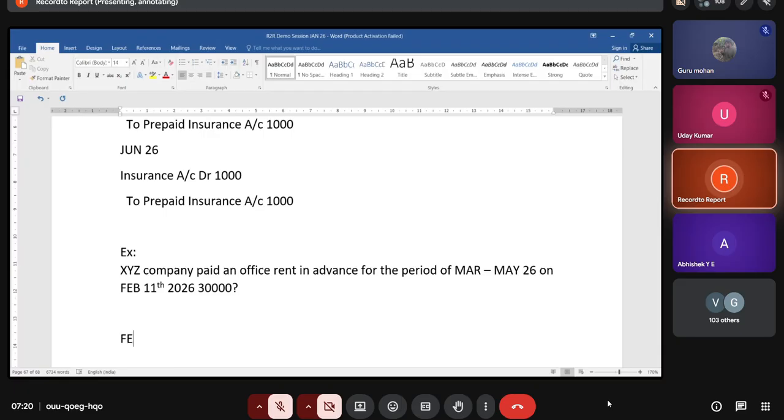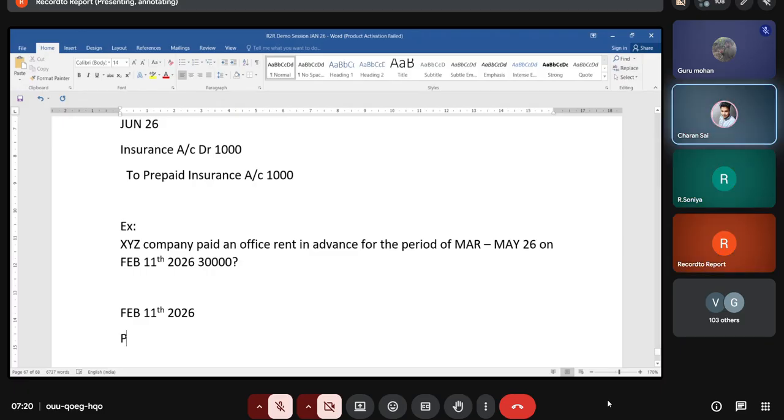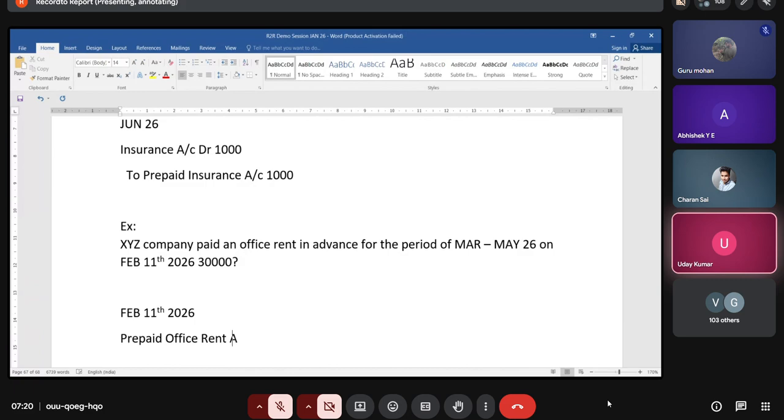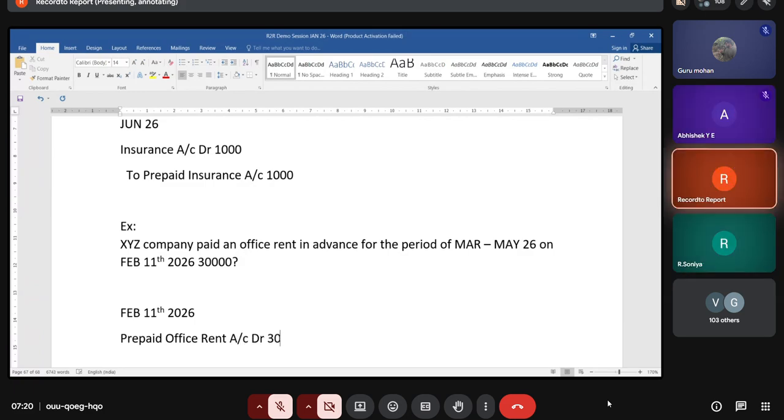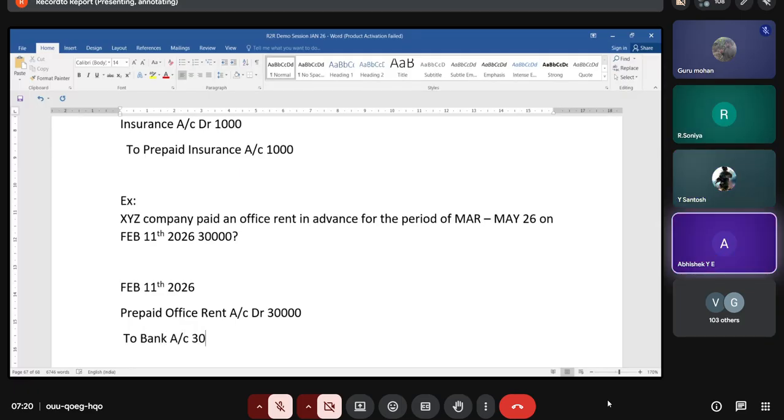So what is the entry to be recorded when you pay the advance payment? Prepaid office rent account debit to bank account.